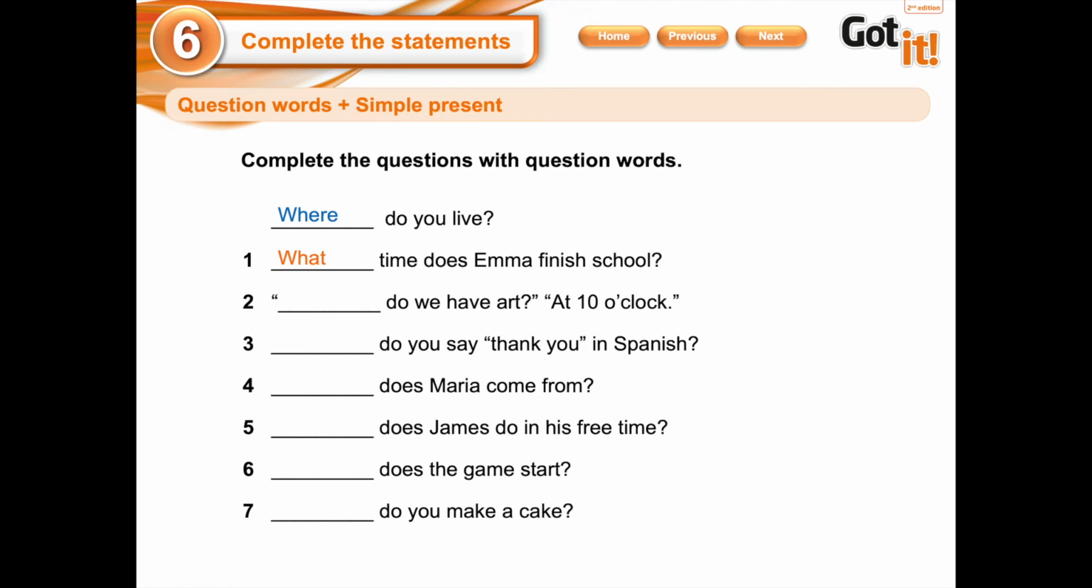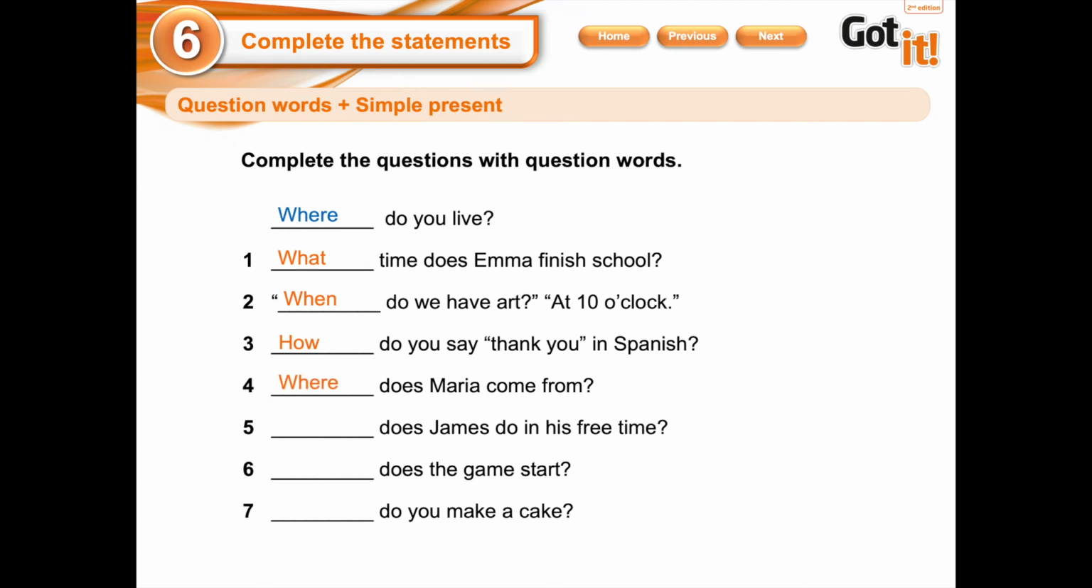Let's go with number two. Blank do we have art at 10 o'clock? What will be the answer? When? Okay, perfect. Number three. Blank do you say thank you in Spanish? Try to remember, it's very similar to spell that. How? Very good. ¿Cómo dices thank you en español? Number four. Blank does Maria come from? It's referring to a place, so we're going to use, excellent, where.